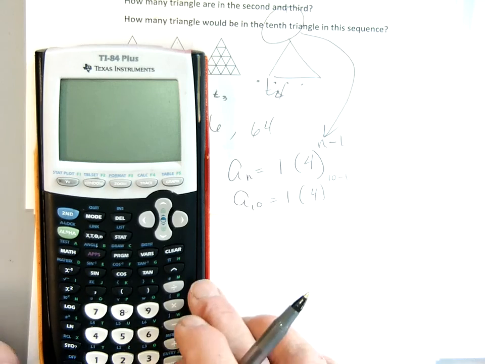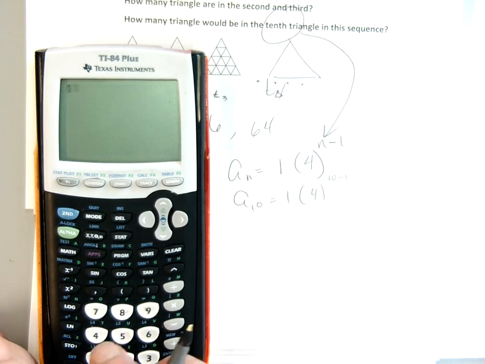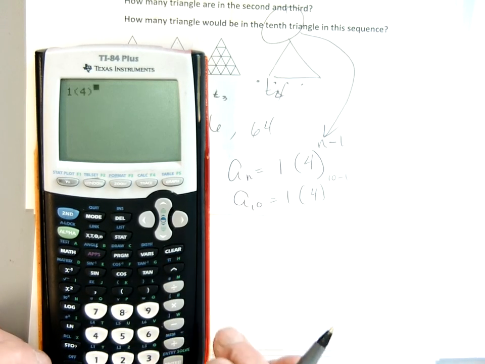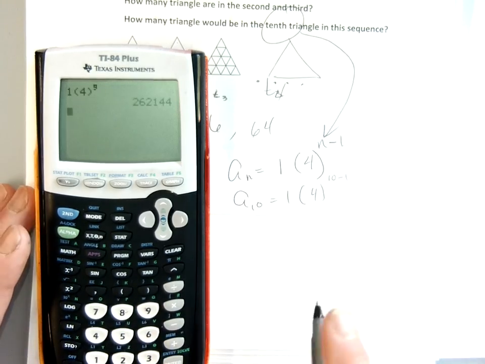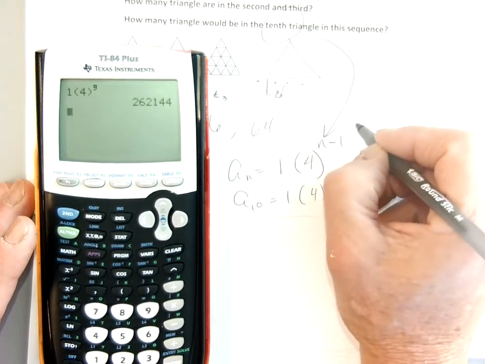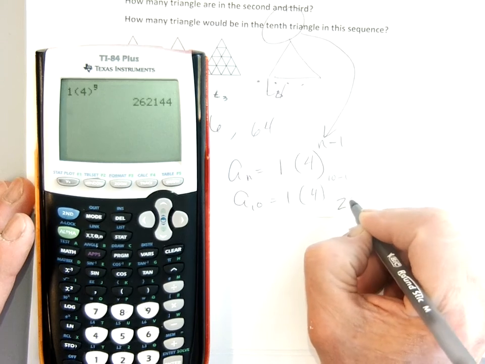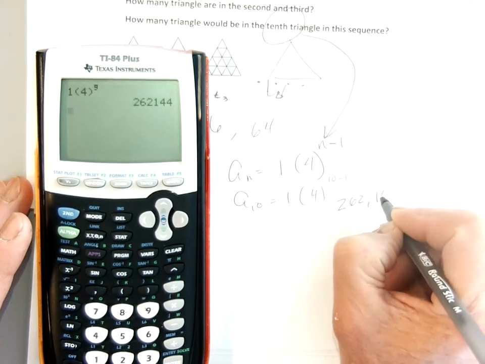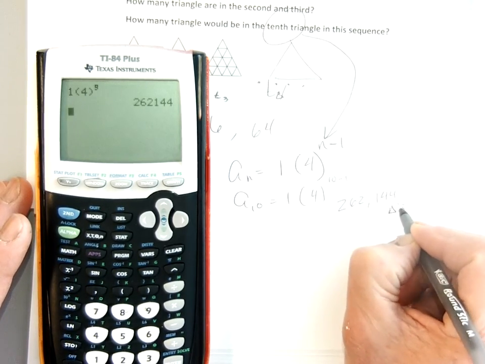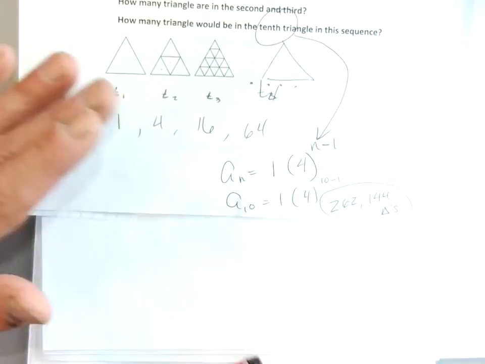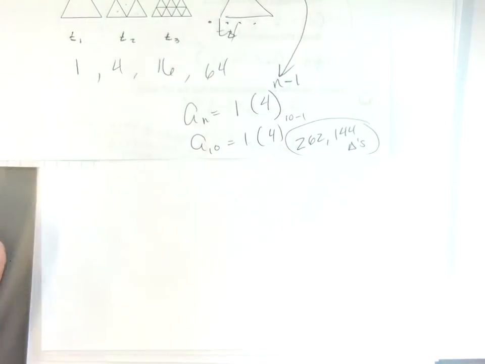All right, so I'm going to go, let's see, clear. I'm going to go 1 times 4 to the, how about 9th power? Save myself a step. So the 10th one would have 262,144 triangles. I would hate to draw that. I would hate to have to figure that out. It'd be brutal, okay? All right, so what do you guys think?